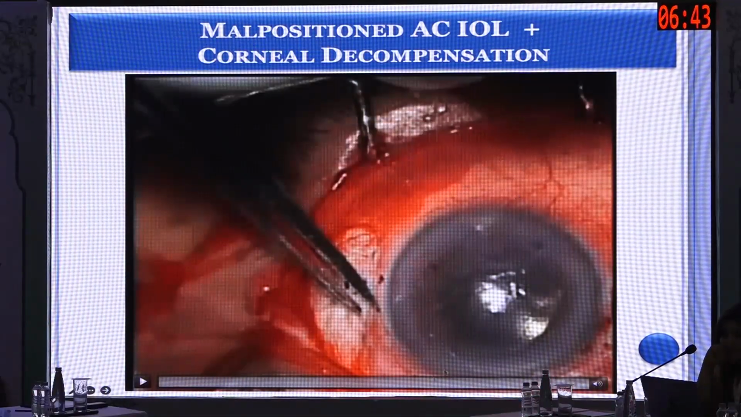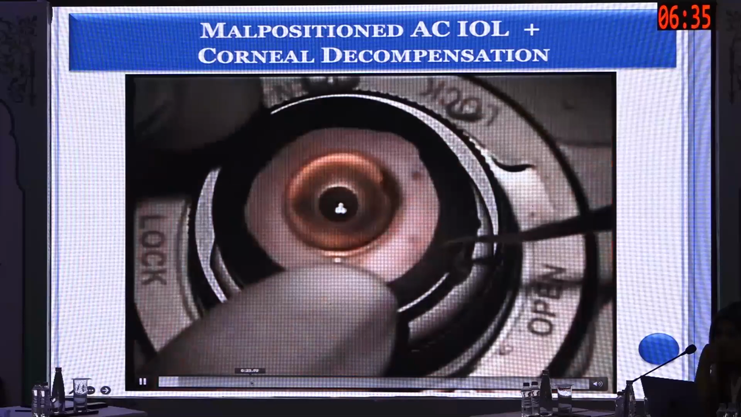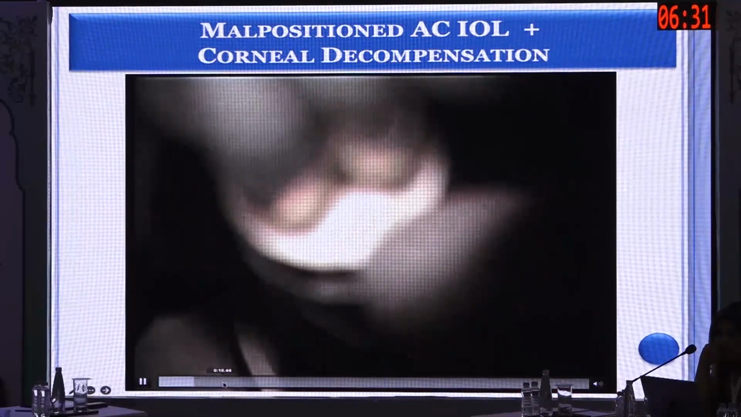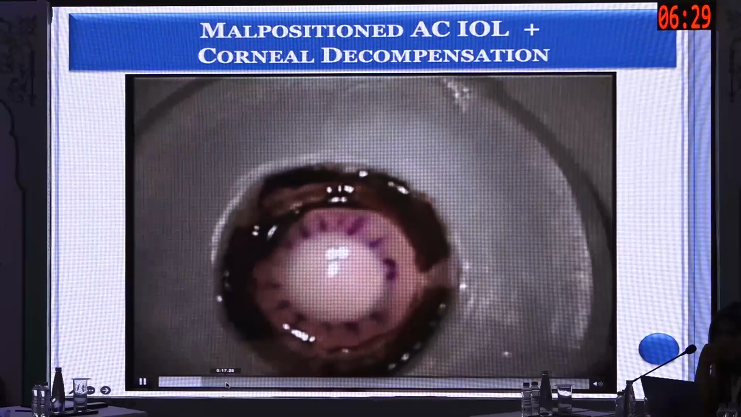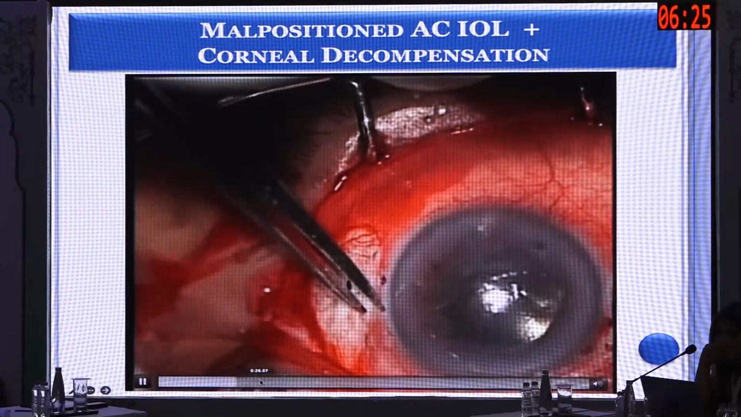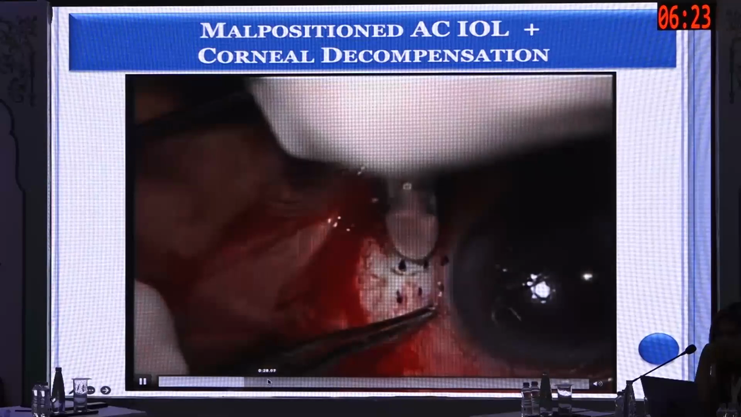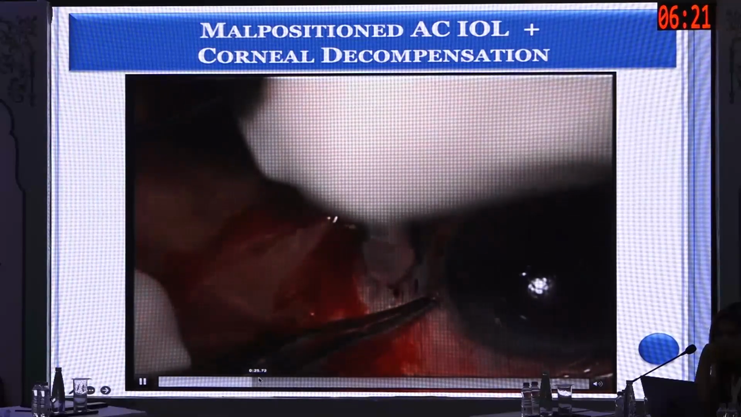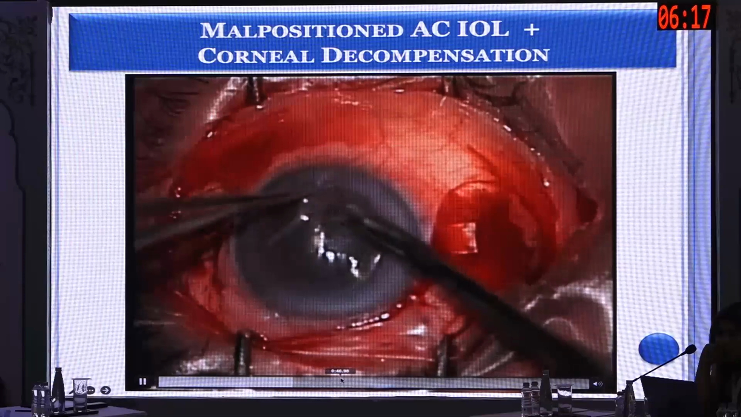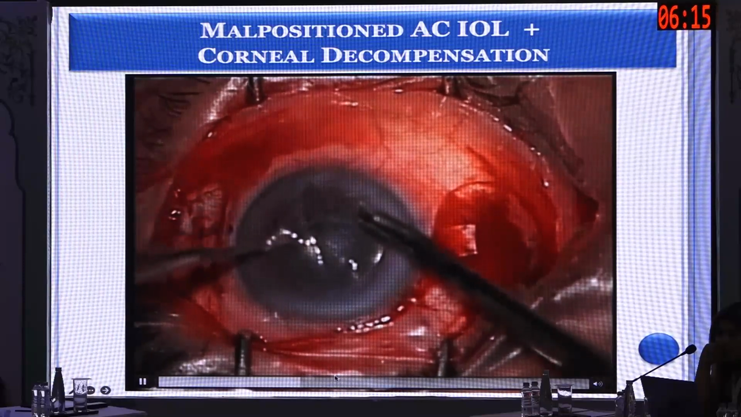Many times these decentered IOLs cause glaucoma, they cause endothelial decompensation, and this is a case wherein a decentered IOL was causing endothelial decompensation. So we planned for a glued IOL with ultra-thin DSEK, and this is how the DSEK lenticule was created. And the sclera was marked at 1.5 and 3 millimeter positions, and then the lamellar dissection was done to create a groove and a flap.